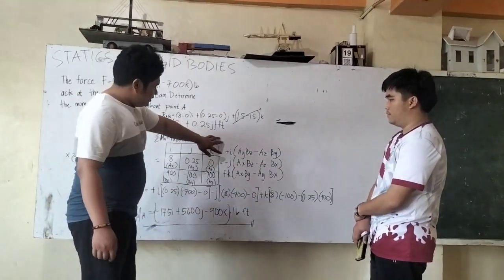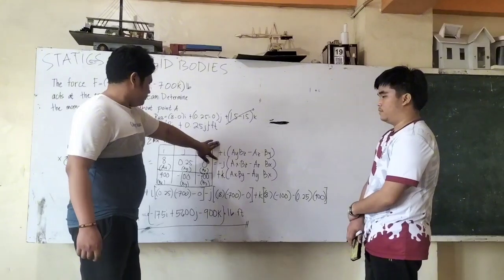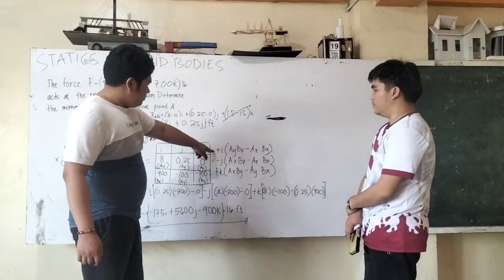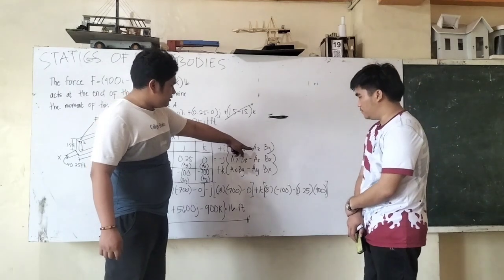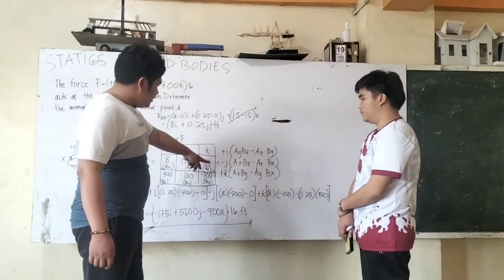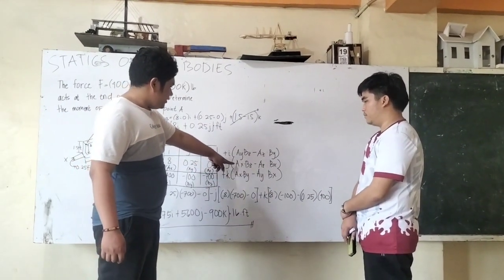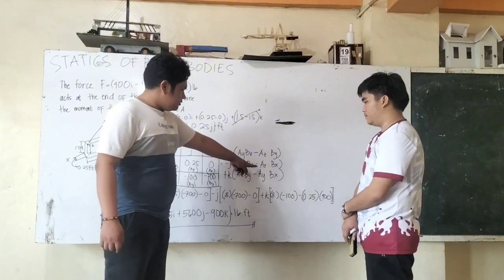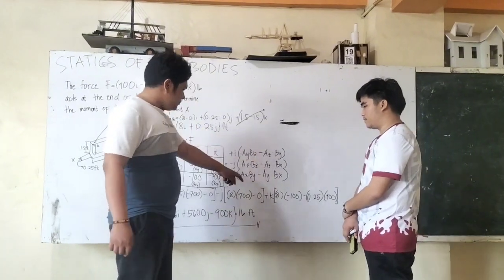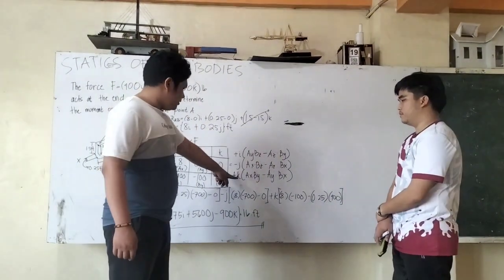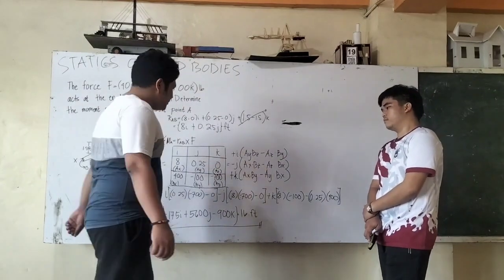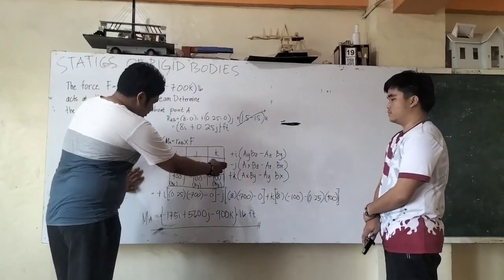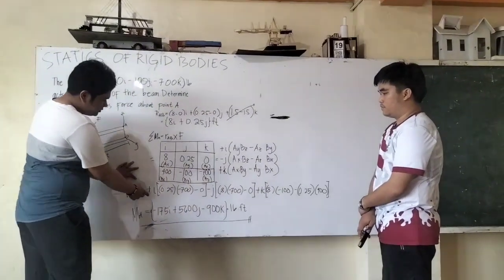And this is the formula in order to get the moment. So we have positive i, AY times BZ minus AZ times BY. And then for negative j, we have AX times BZ minus AZ times BX. Then for positive k, we have AX times BY minus AY times BX. So using this formula, we will just substitute the values.